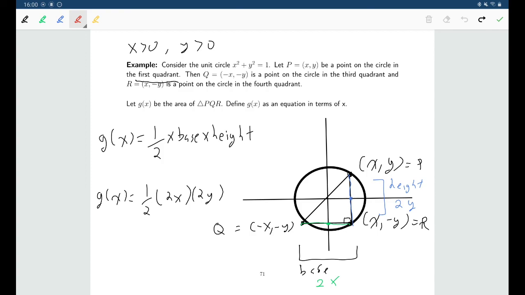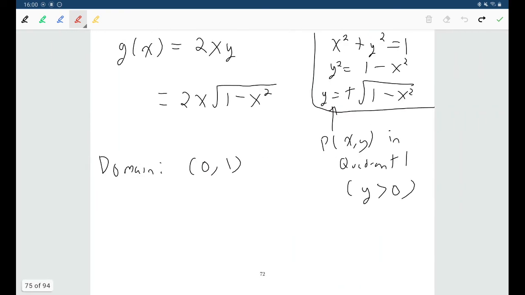And if that's the case, then you'll get the other 2 points, and the area of the triangle that you generate from that would be given by that equation. G of x is 2x times the root of 1 minus x squared.